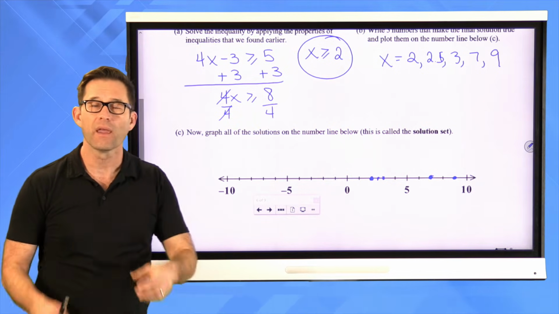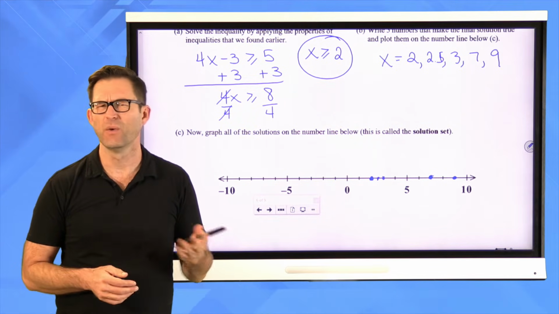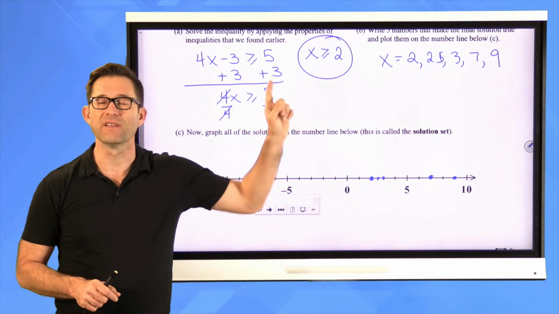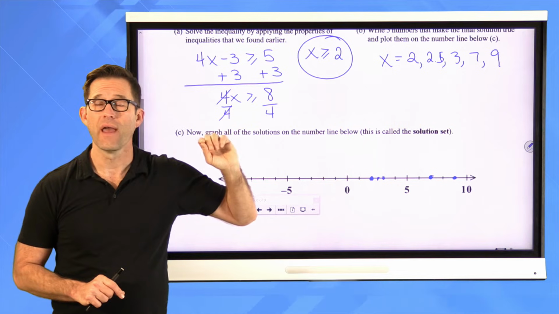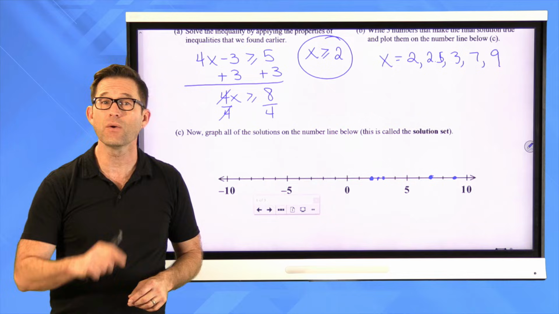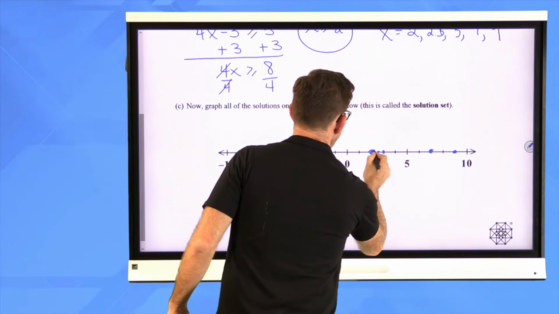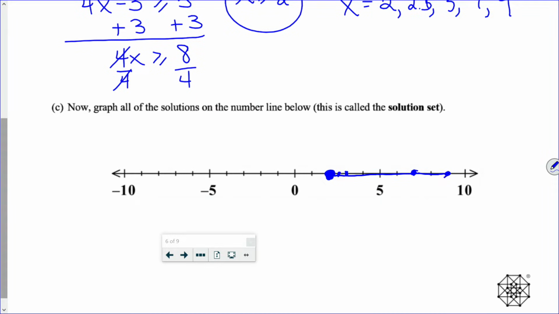You see, in a normal equation, we might solve it and get 1 answer, 2 answers, 3 answers. Here, every value of x that's greater than or equal to 2 is a solution. So I show my solution set by putting a nice solid dot on x equals 2 and then drawing a thickened line with an arrow to the right.